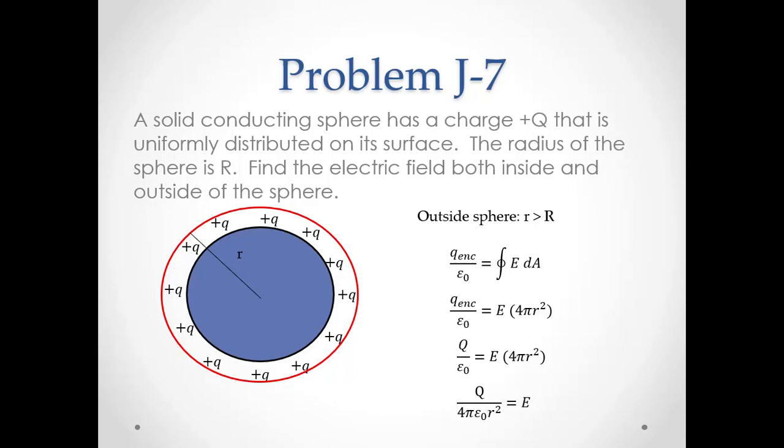That looks a lot like Coulomb's law for a point charge at the center of the sphere. In fact, if you're sitting outside the sphere, you would not know whether you're dealing with a conductor that has a radius big R, an insulator with a radius big R, as we'll see in the next lesson, or a point charge at the very center. All three of those scenarios would look exactly the same to you if you're on this red sphere.